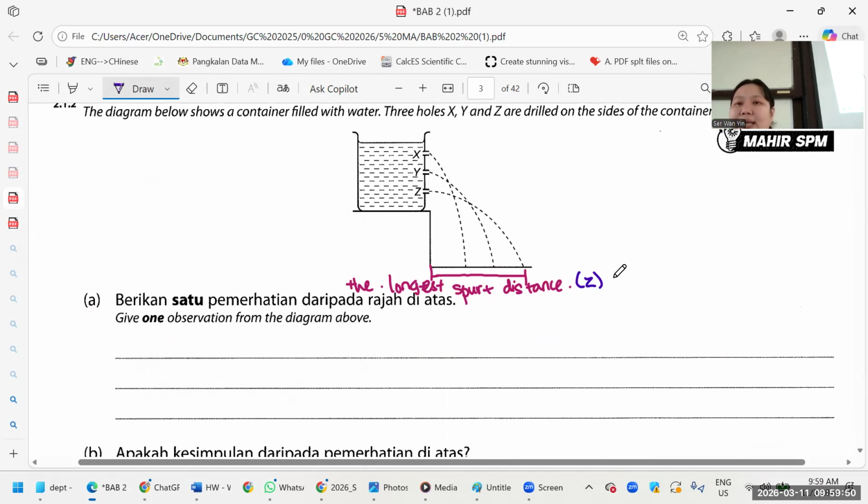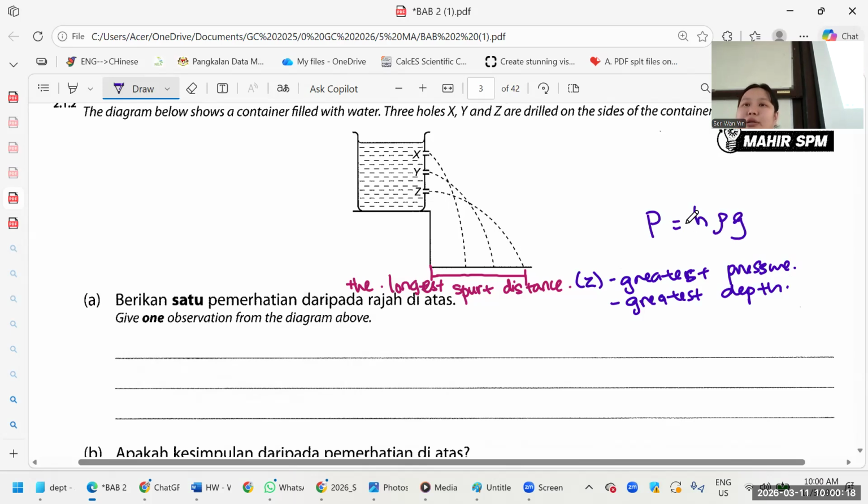Yeah, because Z has the better, don't use higher. We say Z has the greatest pressure. Why does Z have the greatest pressure? Yeah, because it has the greatest depth. So according to P equals H rho G, the greatest depth, the greatest pressure. Okay.